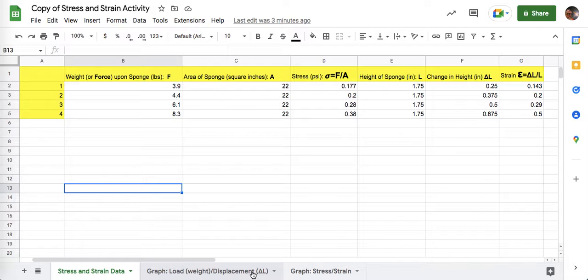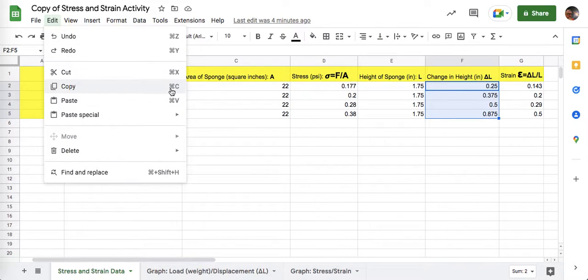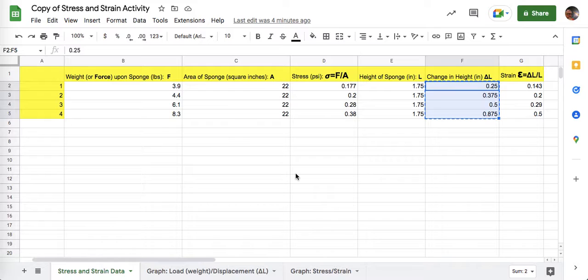So this is important. Let's go get delta L first because we want that on the x-axis, rise over run. X-axis is first, so let's just go like this. Copy this data. You can do Command C or Edit Copy. Command C, I just copied it. We all know how to copy.